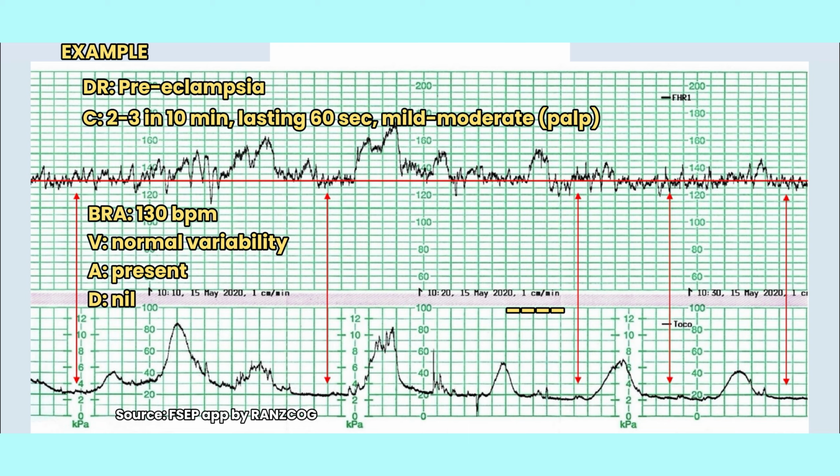And then you come to the O, overall impression. My overall impression of this CTG is that this is a normal CTG, but I would like to continue the CTG because she's in labor and she has a preeclampsia history. Okay, and that is how you interpret the CTG based on the RANZCOG guideline. Make sure that you summarize at the end and you know what the next step you have to do is.